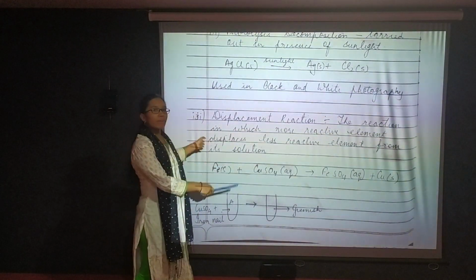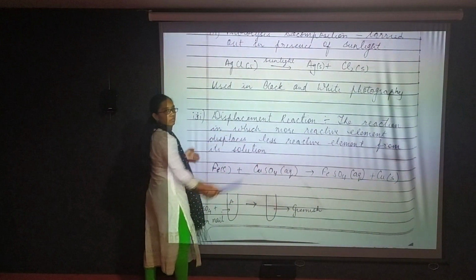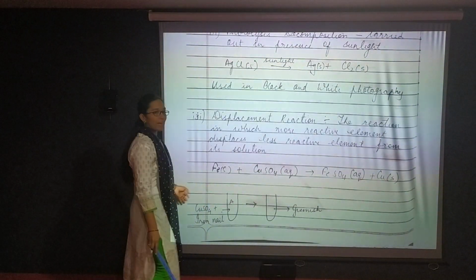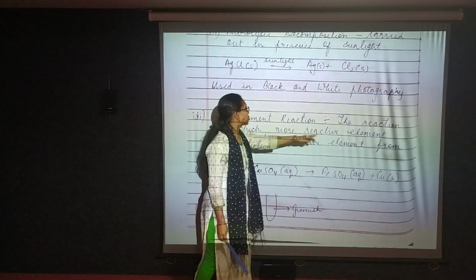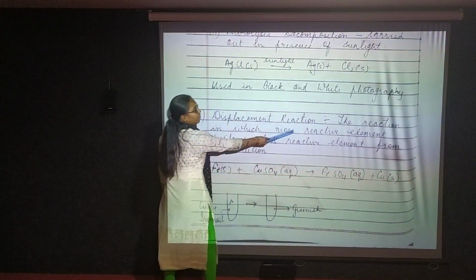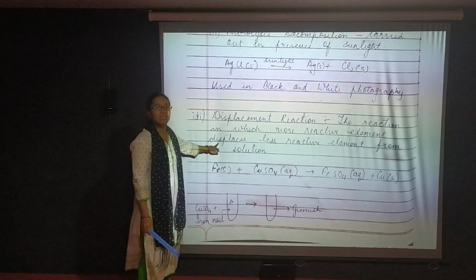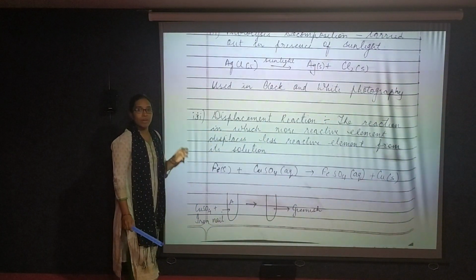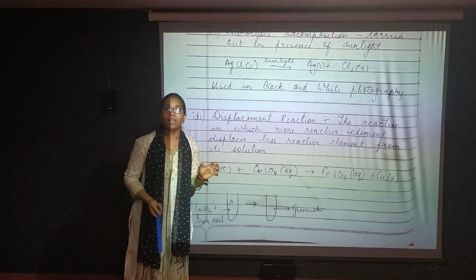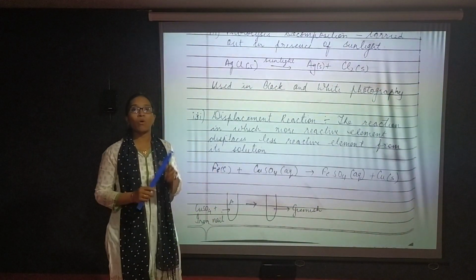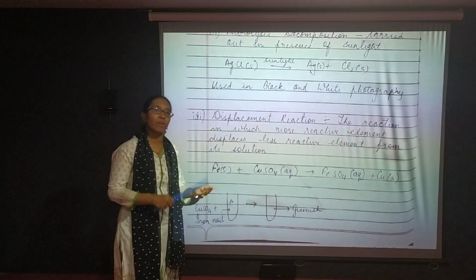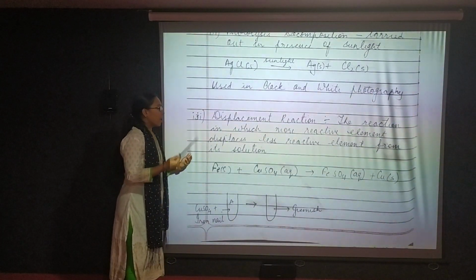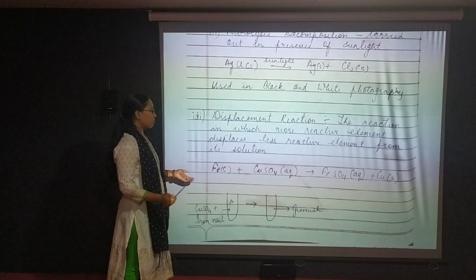So this displacement reaction, displacement means to change the place. In a displacement reaction, a more reactive element displaces a less reactive element from its solution. Now, how can we know whether an element is more reactive or less reactive? With the help of balancing everything, we will learn how it is more reactive or less reactive.